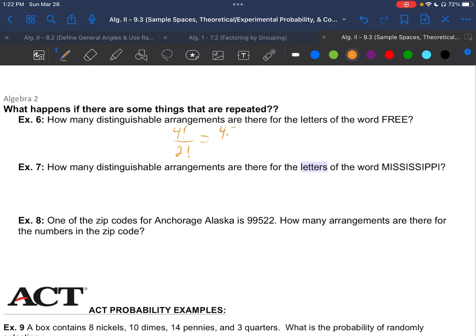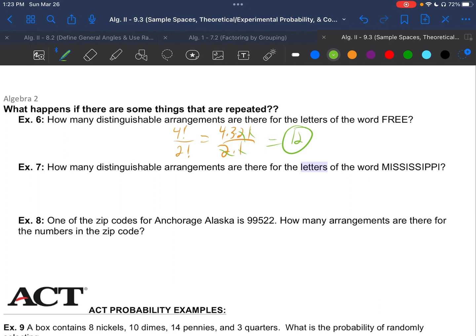You can also say, hey, remember what 4 factorial is? And remember what 2 factorial is. So we really have 4 times 3 is 12. Once again, typing in your calculator is the same thing. Or on the top you have 24 and then divided by 2 on the bottom.